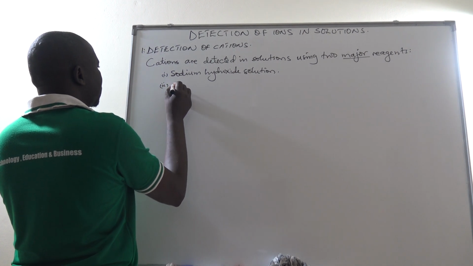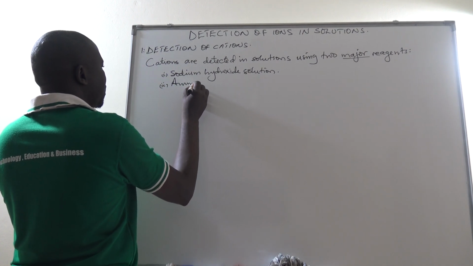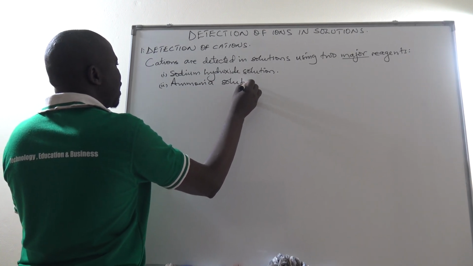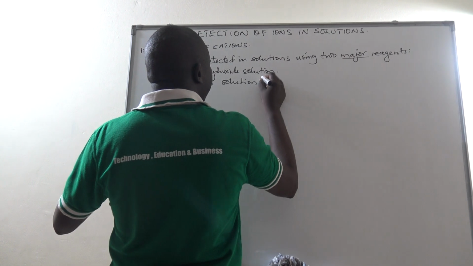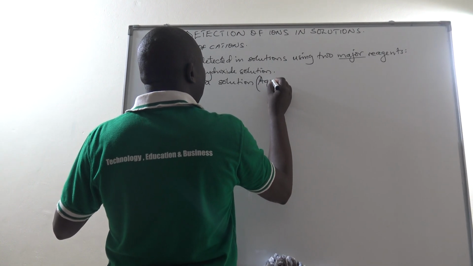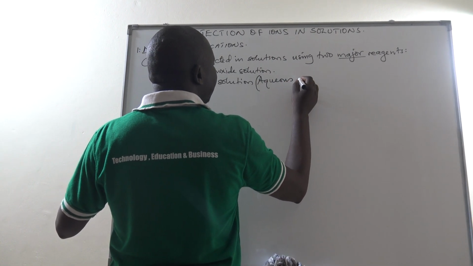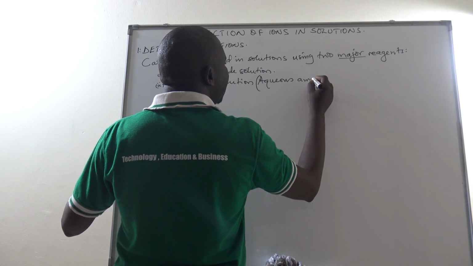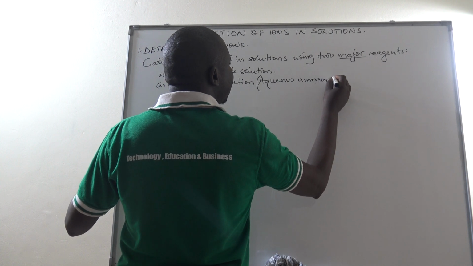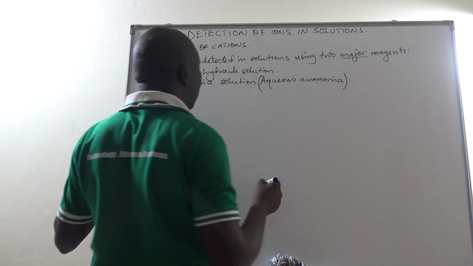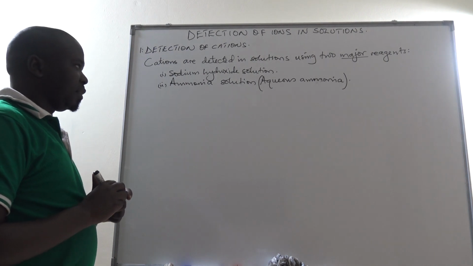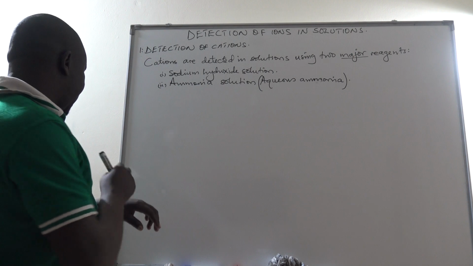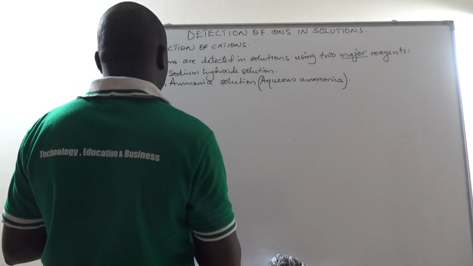And then 2, we have ammonia solution. And this ammonia solution, sometimes we call it, and it is correct, aqueous ammonia. Ammonia which has been dissolved in water. That is ammonia solution or aqueous ammonia. So, these are the 2 major reagents that we use for detecting cations in solutions.